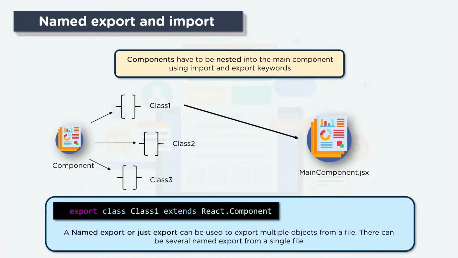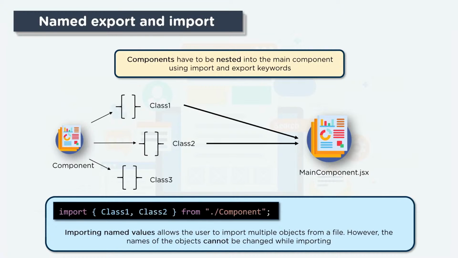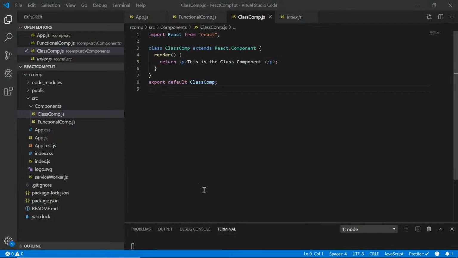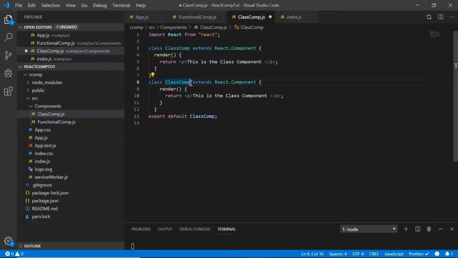from a file. Now there can be several named exports from a single file. One hack is that while you're importing, it cannot be renamed. So let me show you how this works. Okay, so let's create another class in our class component. So I'll just copy paste this. Let me give it another name, say class comp1. And the message that I want to display is, hey, I'm another class.